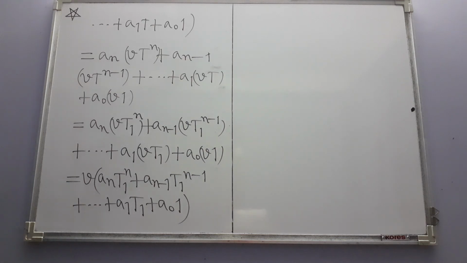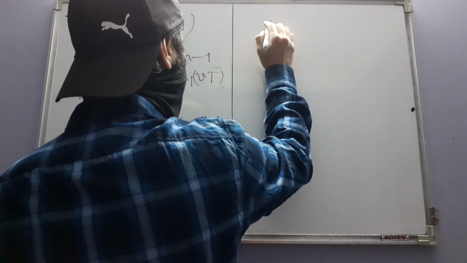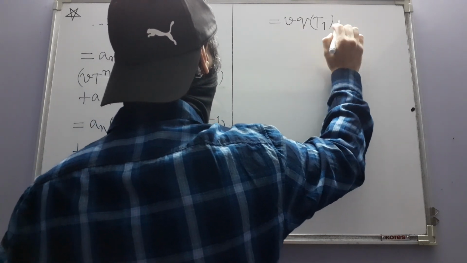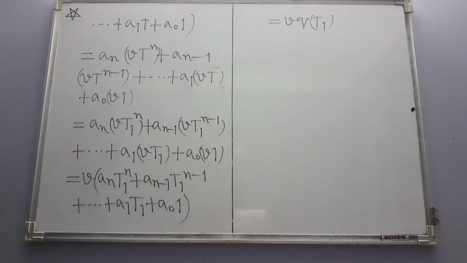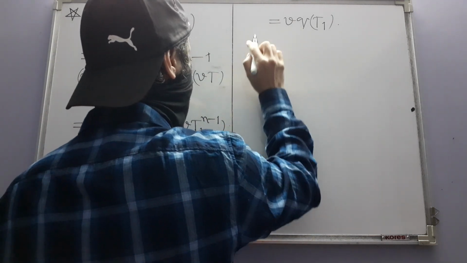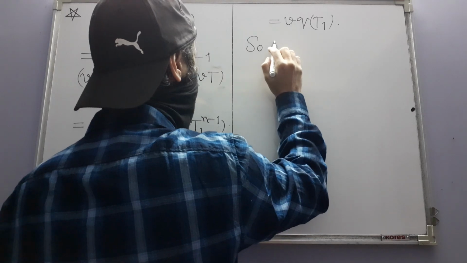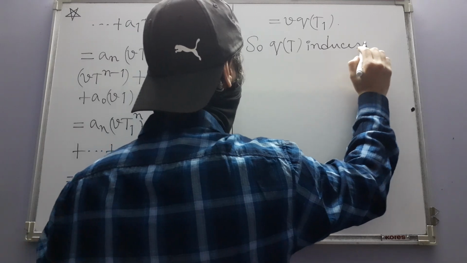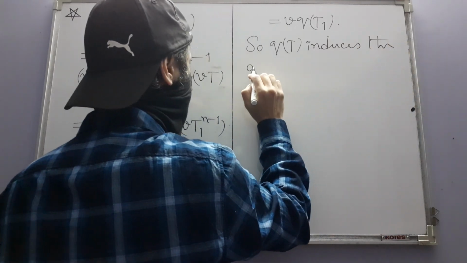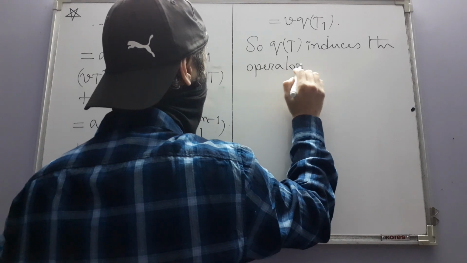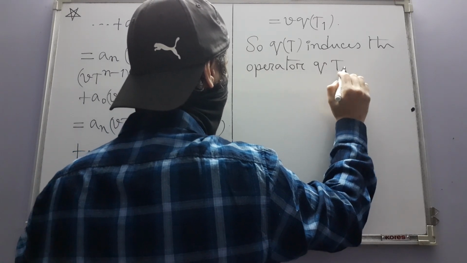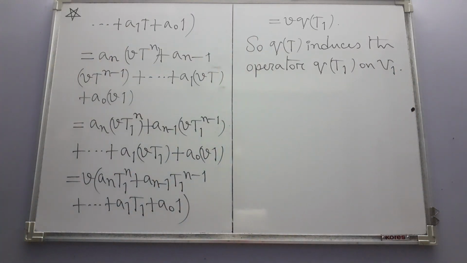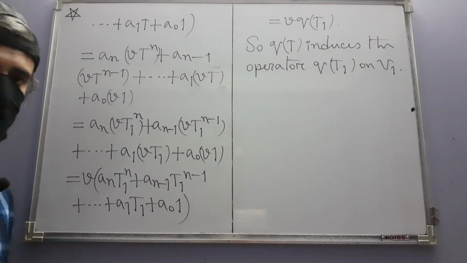It will now be equal to V Q of T1. And we started with V Q of T, so we can now write our conclusion. So, Q of T induces the operator Q of T1 on V1. Okay, so that was our claim.